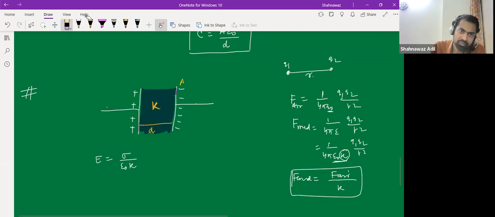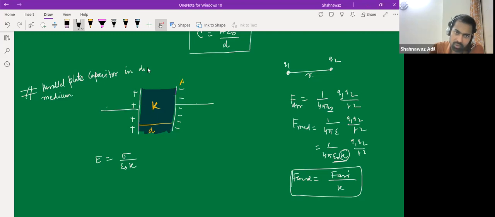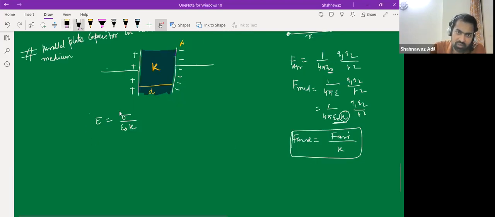Right, guys? So this is a parallel plate capacitor in a dielectric medium. Rifa has not joined yet, so we can extend some portion. So the electric field would be decreased by what factor? By this K factor, the dielectric constant.